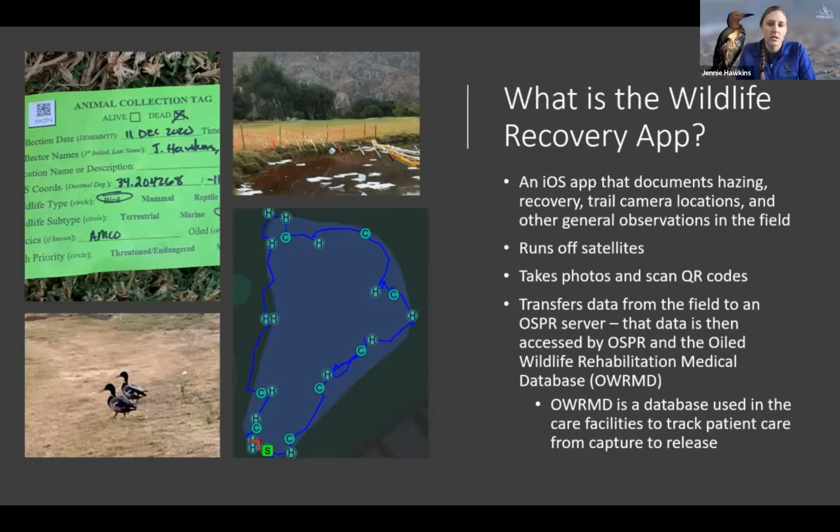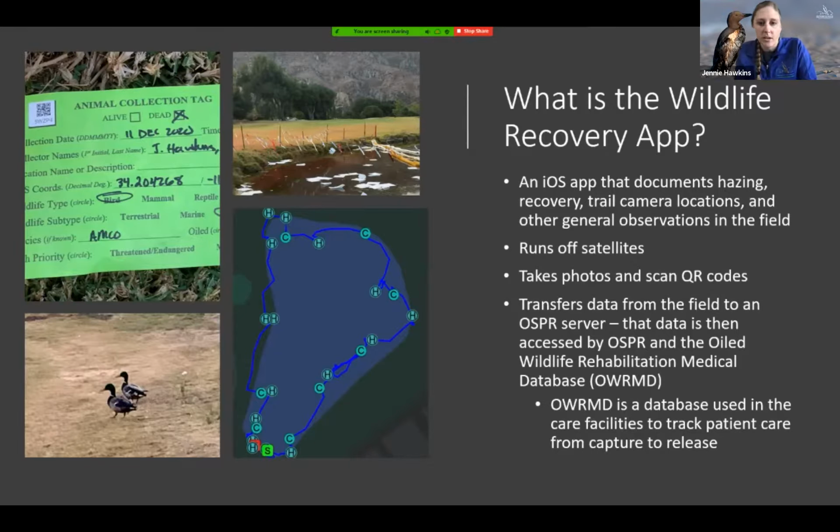It also allows us to take photos and scan QR codes, which is really important for us because the QR code is assigned to the animal we collect in the field, and that's its identification. So it's important for us to be able to attach that information to its record.